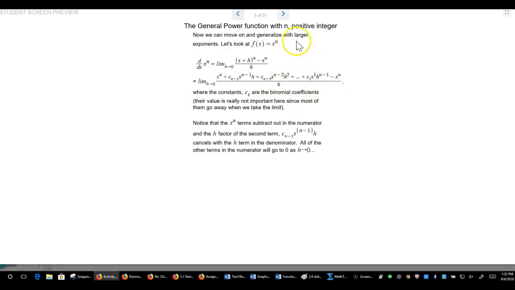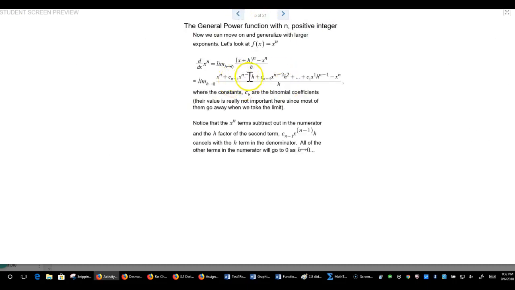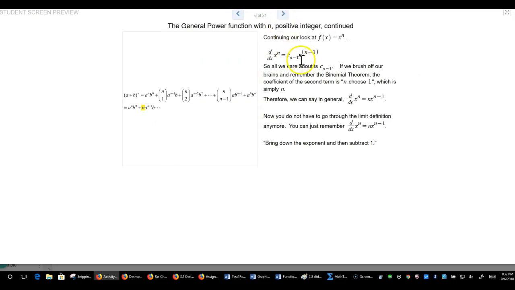So all these other terms go to 0, so we can say that the derivative of x to the n is this constant c sub n minus 1 times x to the n minus 1. That's the term that was left when I took the limit. So the only coefficient we care about is that c sub n minus 1. And if you remember the binomial theorem, and even if you don't, it's really not that significant. That c sub n minus 1 is just n itself. So bottom line, the derivative of x to the n is n times x to the n minus 1 power. You can remember it in your head as: bring down the exponent and then subtract 1 from it.